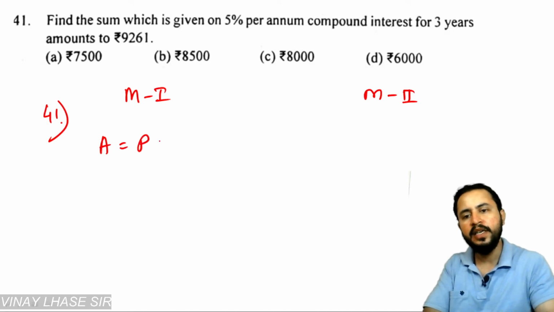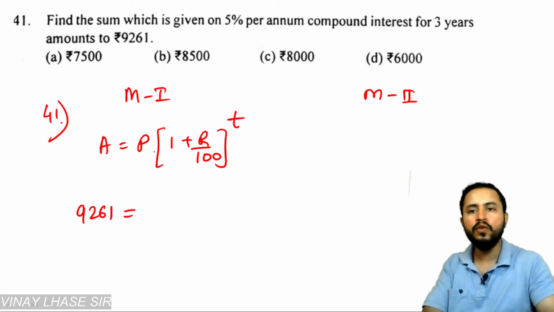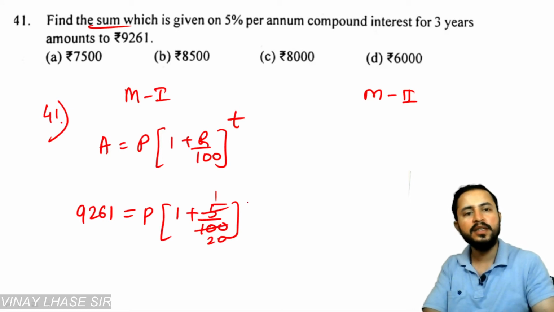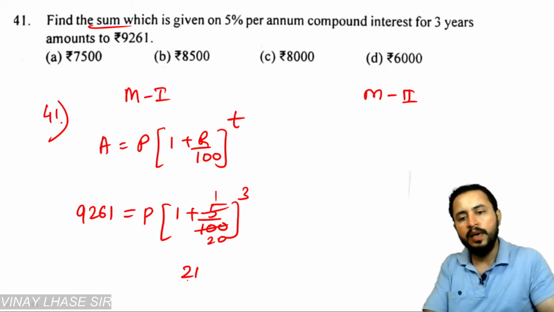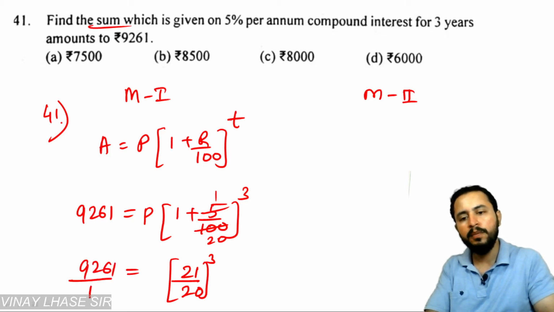Amount is equal to principal into (1 plus r upon 100) raised to t, by using this formula. The amount is given as 9261, and what we have to find is the sum, that is, the principal. The rate is 5%, and 5 by 100 you can cancel out: 5 ones are 5, 5 twenties are 100, so 1 upon 20. The time is 3 years. So the bracket part will be 20 plus 1, that is 21 upon 20, cubed, and here 9261 upon P.